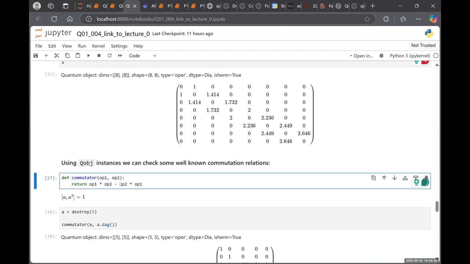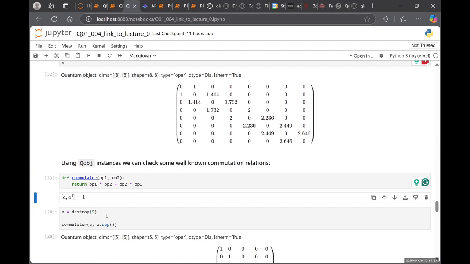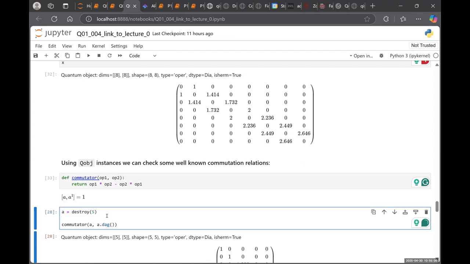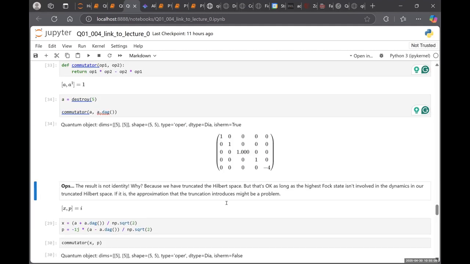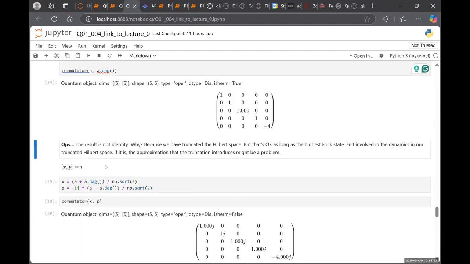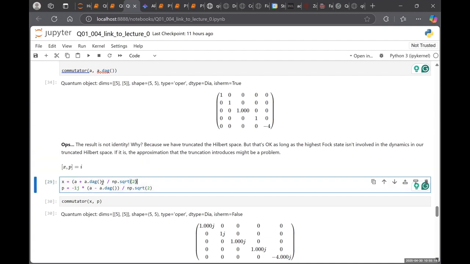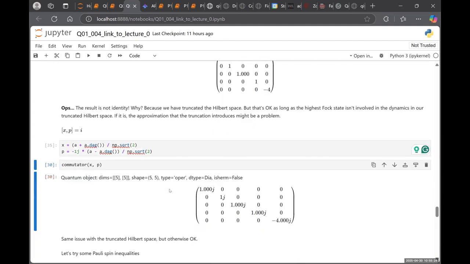You can also do the commutation relation, like doing operator 1, operator 2. For example, a, a dagger, we know it's the identity, right? But if you truncate it, it's almost the identity except for the last entry here. Okay, and x and p: x is a plus a dagger, p is a minus a dagger over i. Use these relations to do the commutator.